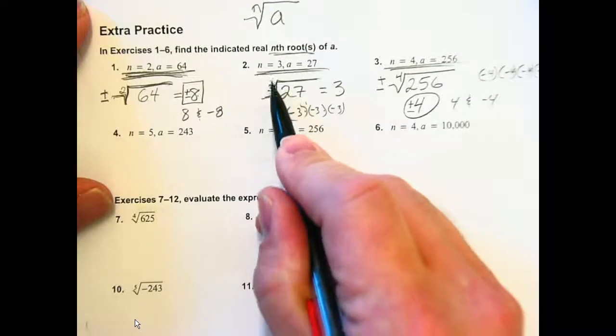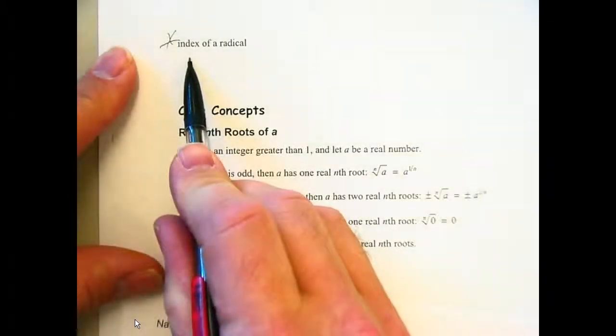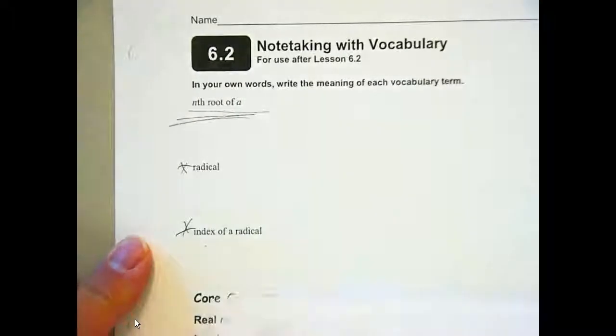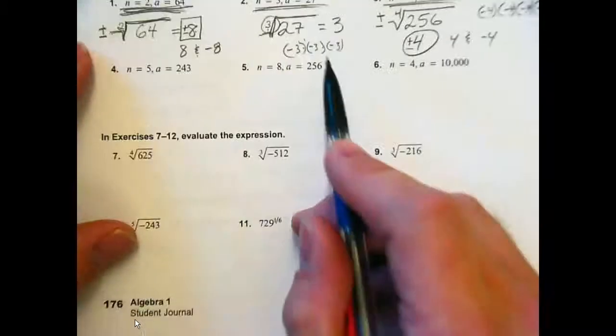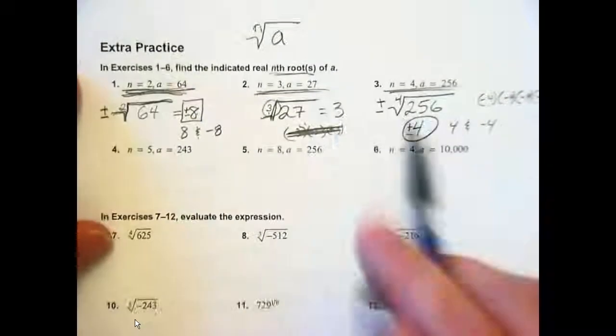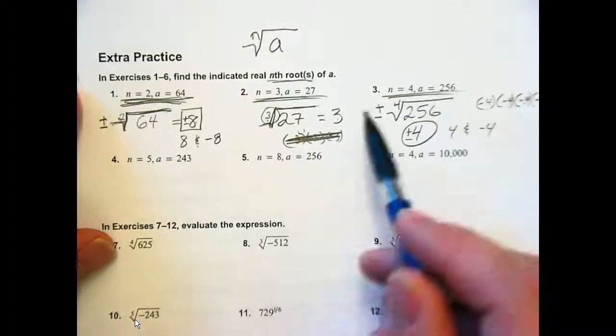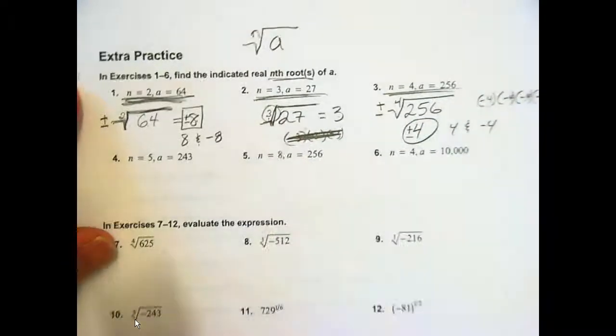index, this is called your index number. Remember those terms. Index of a radical. Okay, from your previous page, that's your index. If it's an odd index, you just take and put the positive, or if it's a negative number in here, you put the negative. Okay, but you don't put both. If it's even, you have to put both. And that's why.